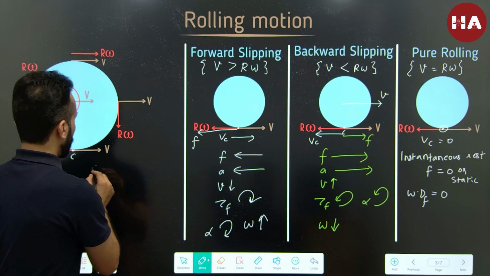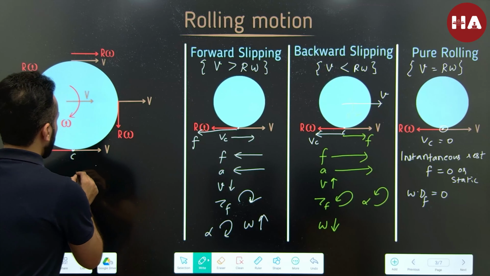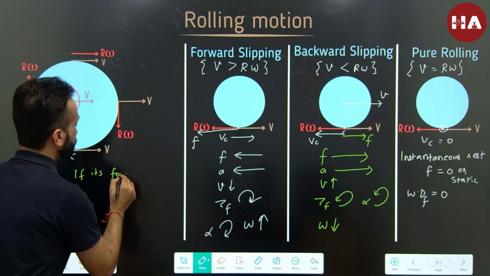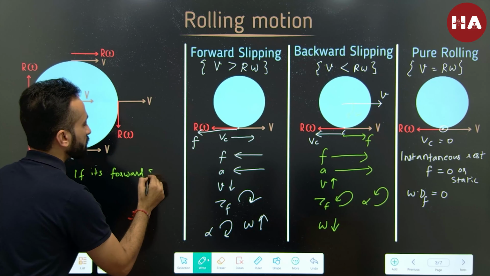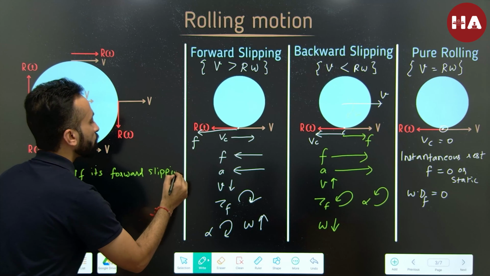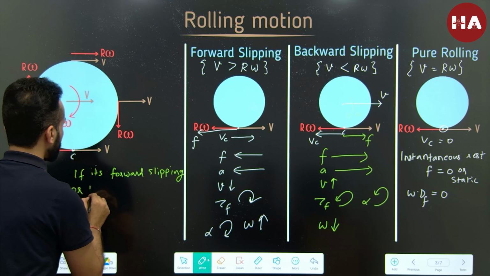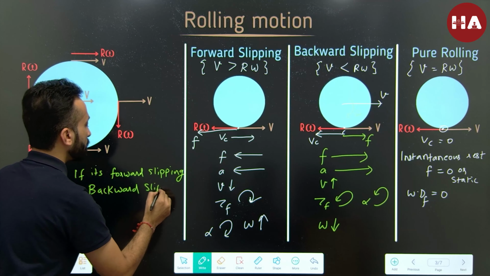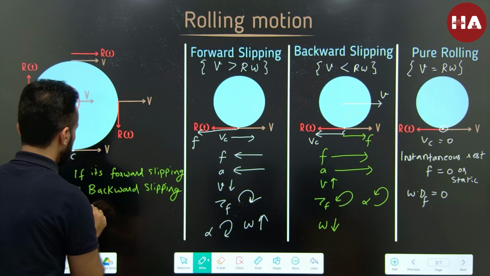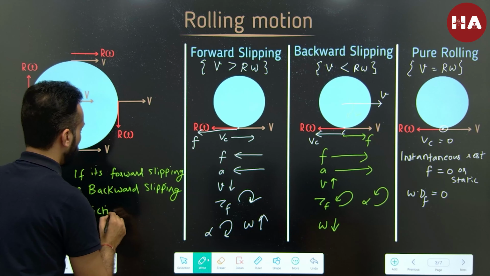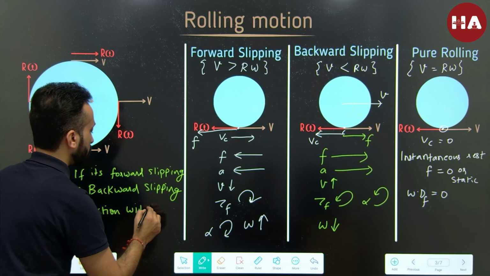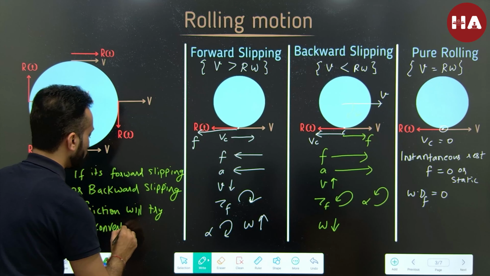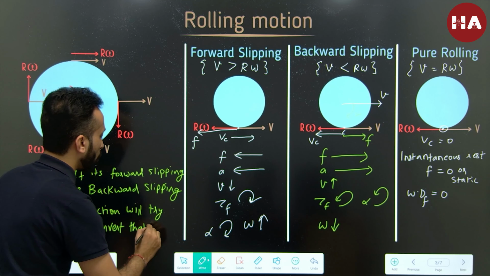Okay, so we can write this down. If it is a case of forward slipping or backward slipping, friction will try to convert that into pure rolling.